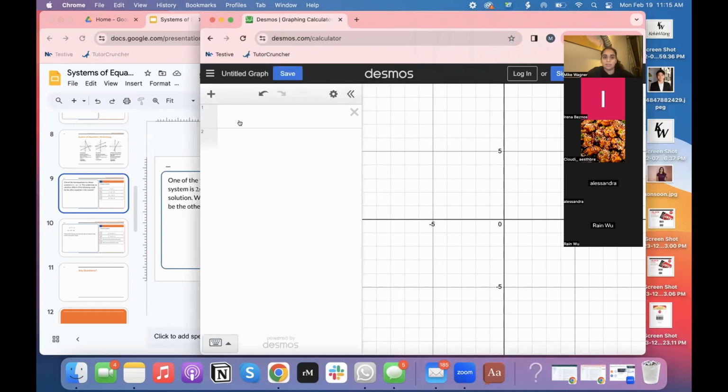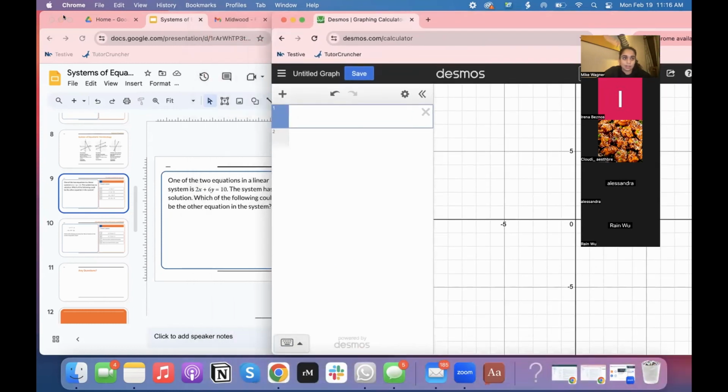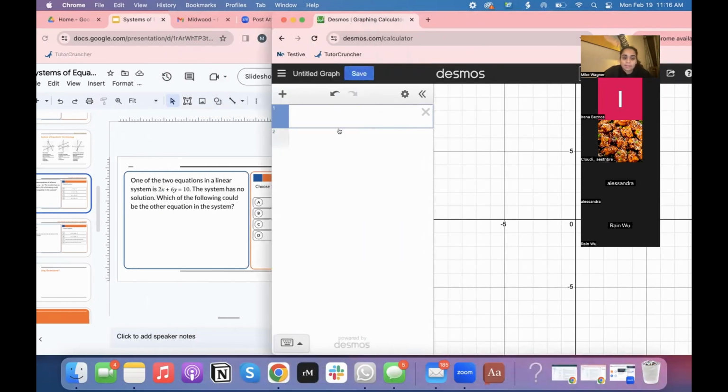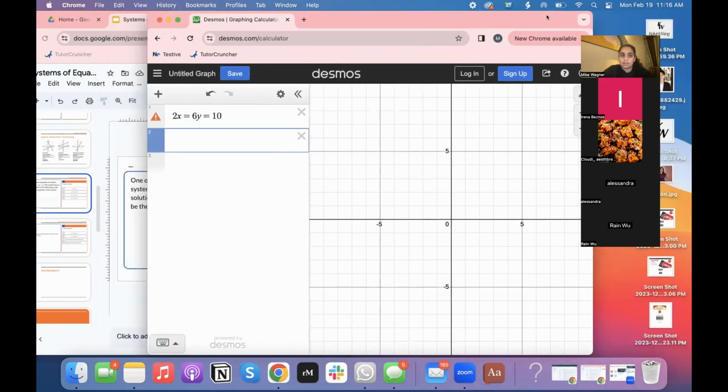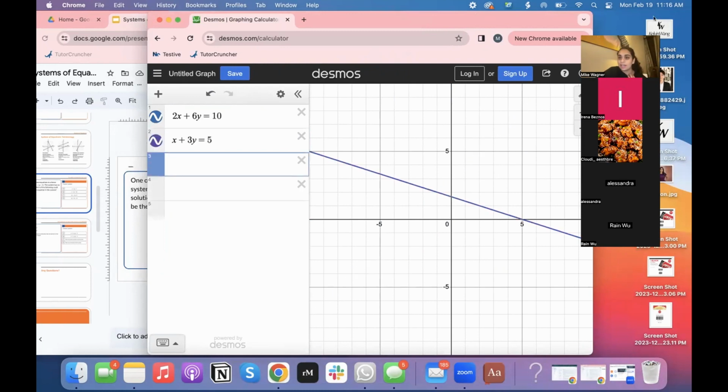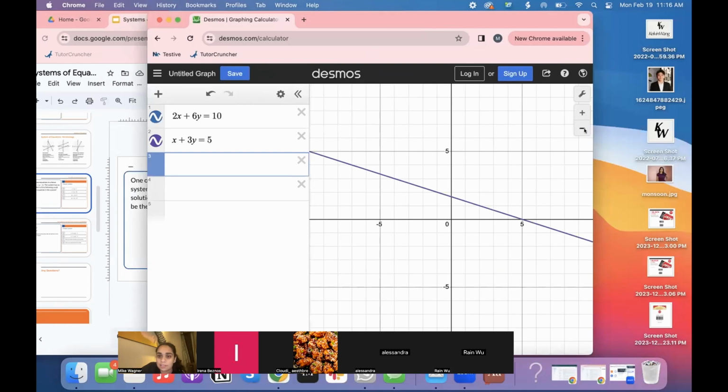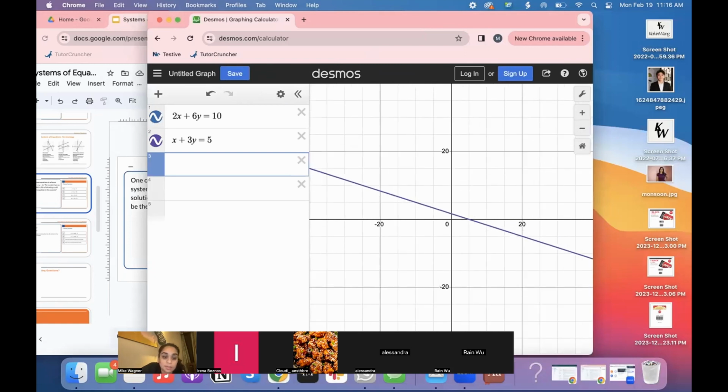Okay, and what I'm going to do is graph it. Sorry, it's so hard to see. Okay, so the first one is 2x plus 6y equals 10. Whatever, that's the first one. The second one is x plus 3y equals 5. And if you're really good at mental math, you probably already could see that they are the same line. So this doesn't mean they're parallel. This means that there are infinite solutions. So A is out.